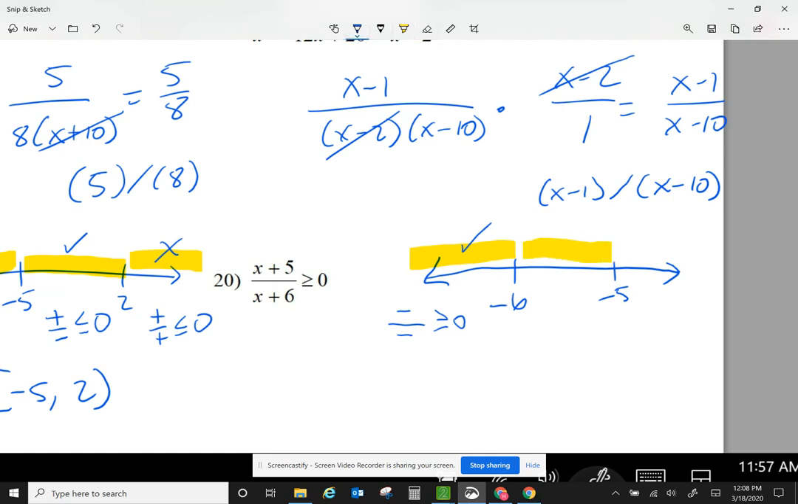I'm thinking negative 5.5. Negative 5.5 plus 5 is negative. Negative 5.5 plus 6 is positive. A negative divided by a positive, is that greater than or equal to 0? No. Let me think of something bigger than negative 5.